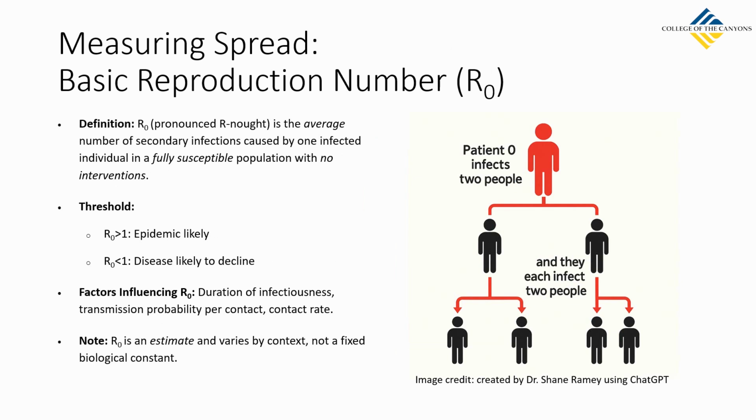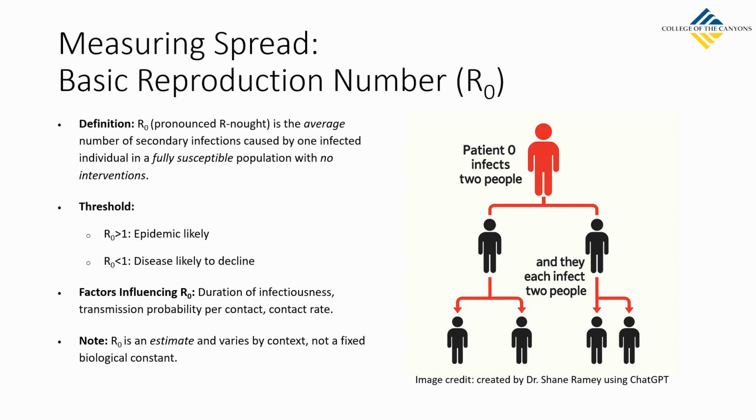So if we want to know, well, what percentage of the population needs to have immunity in order to prevent the spread, right? We have to start with something called the basic reproductive number, or R naught. So R sub 0 is referred to as R naught. And that's the average number of secondary infections caused by one infected individual. And this is in a population that's fully susceptible, right?